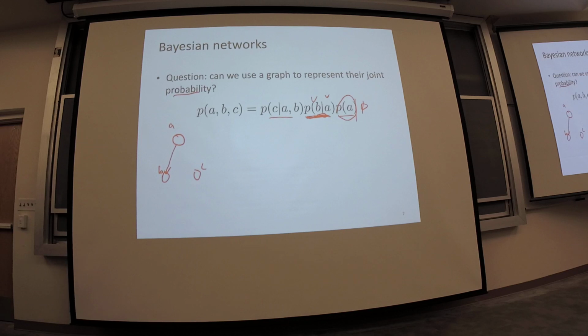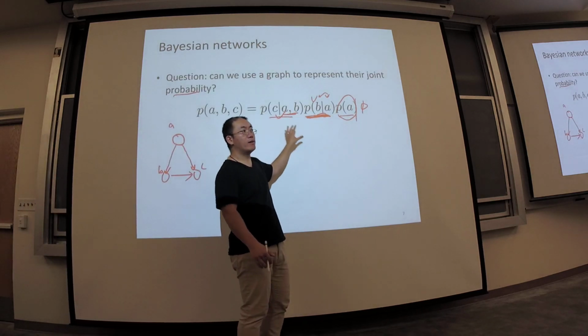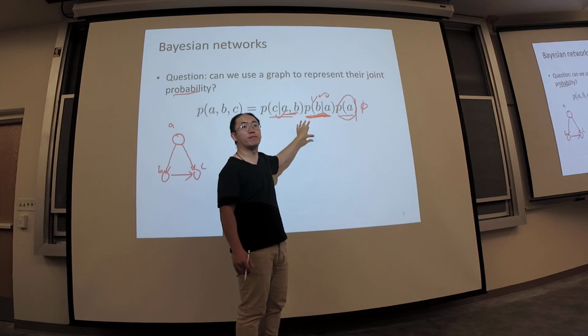Then for this P of B given A, we know A links to B. The remaining conditional probability is P of C given A and B. Here we see that the conditioning part consists of two random variables, A and B. C depends on both of them, so we consider A and B both parents of C. That means we issue a link from A to C and from B to C. So this is a Bayesian network. Basically, we just use a directed graph to express the dependency reflected in the factorization of your joint probability.